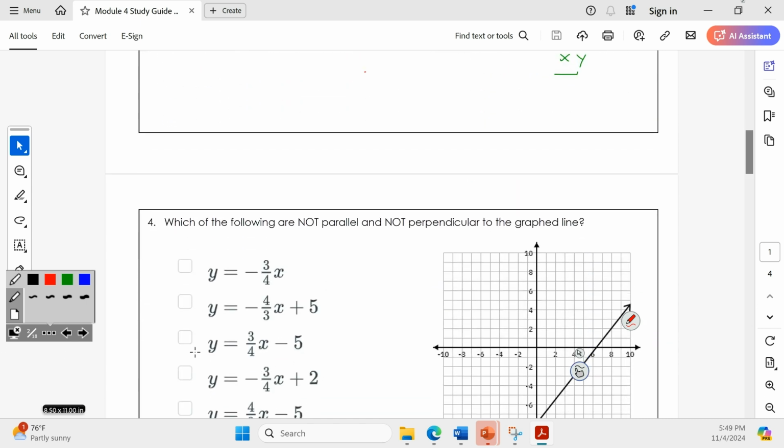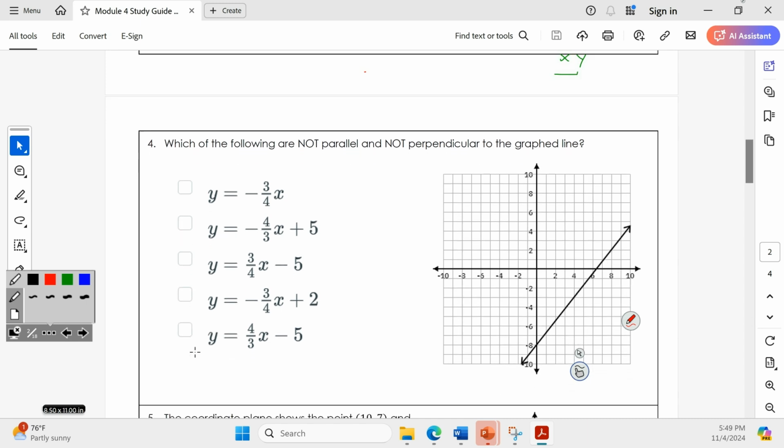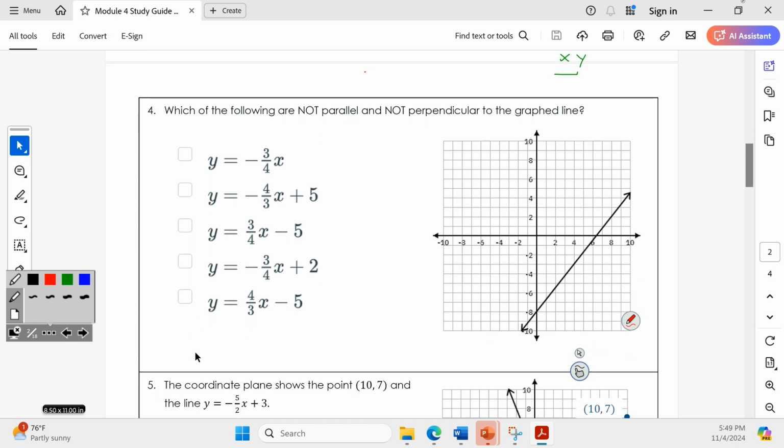Which should be question 4. All right, question number 4. Which of the following are not parallel and not perpendicular to the graph line? Okay, so first of all, I need to determine the slope of the given line. So this is my given line, and I need to determine the slope.